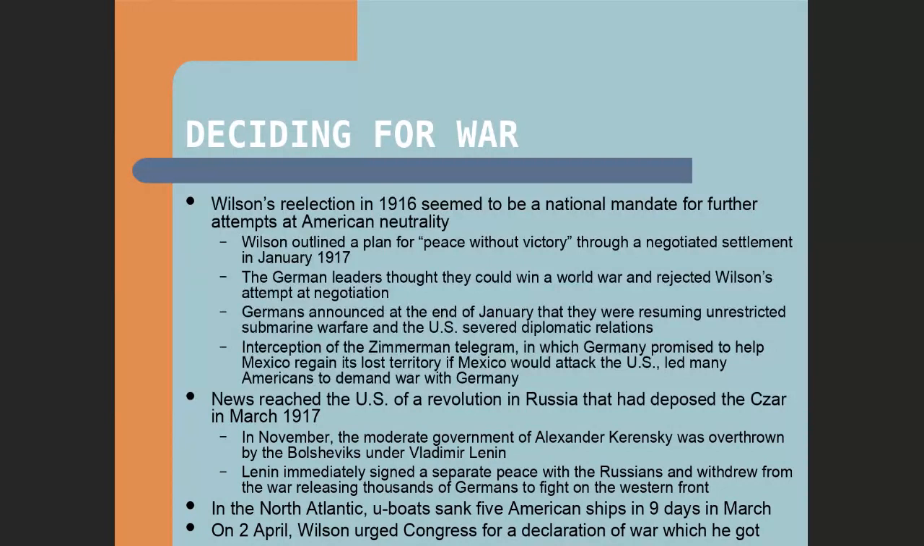Right? Wilson is basically drawing up a plan for peace, which basically becomes the model for what is going to be his 14 points, which is what he proposes at the actual peace treaty conference.